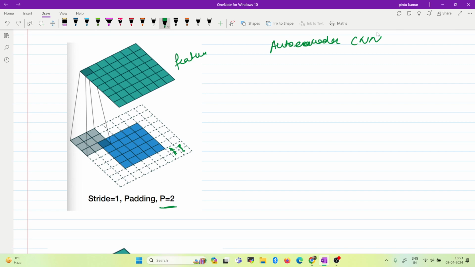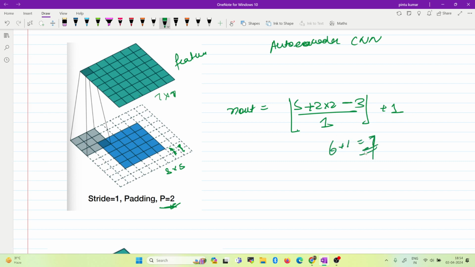Then you might need to increase the size of your features. Okay, there you can use these kind of things. Now the padding is given to be 2. The original image was just 5 cross 5, but the feature that you have obtained is 7 cross 7. So again, using the formula, you can obtain N out to be 5 plus 2 times padding minus the kernel size divided by the stride, floor function, plus 1. So this is 5 plus 4, 9, minus 3 is 6. 6 plus 1 is 7.